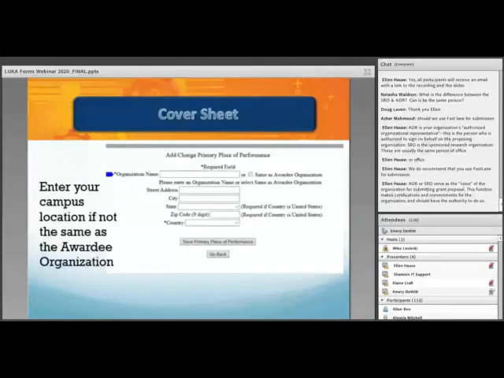Most often, the grantee organization or fiscal agent of the grant is the same as the performing organization, which is where the grant will be implemented. When this is not the case, you will need to specify the location of the fiscal agent as well as the location of the performing organization.